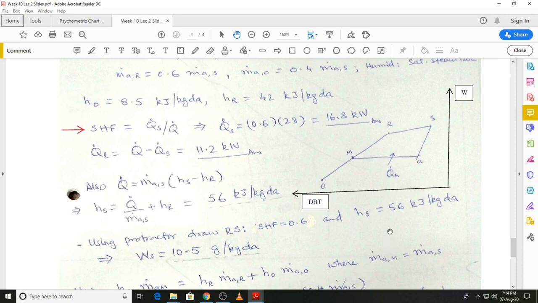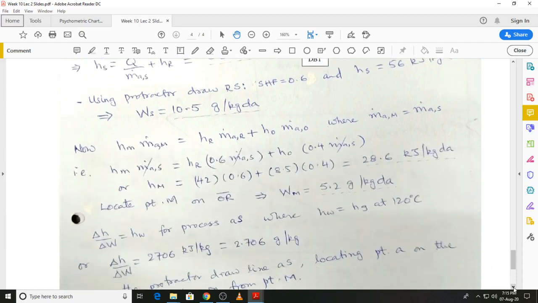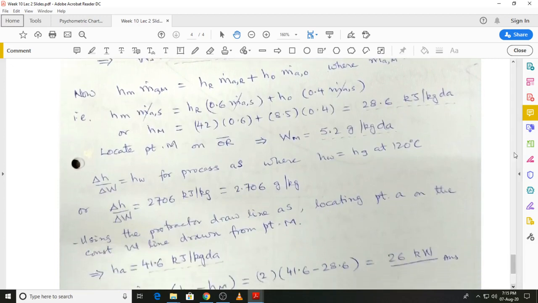So what we are now left with is state M, and if required, state A. We can move on to state M, because we know that it is obtained by applying the results of adiabatic mixing of two air streams, and those two air streams are at states R and O. So let's move forward and apply those results.